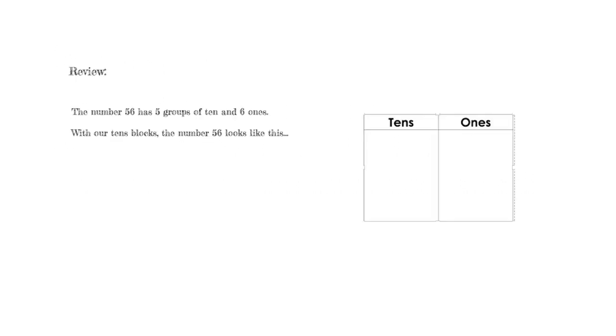Let's do some review. The number 56 has 5 groups of 10 and 6 ones. With our tens block, the number 56 looks like this. As we can see, there are 5 groups of 10 as well as 6 ones. This means that 5 will go in the tens place and 6 will go in the ones place. Now that we have written out and interpreted the number 56, let's try adding some numbers together.